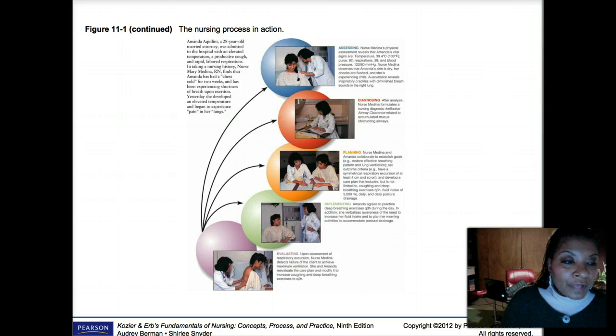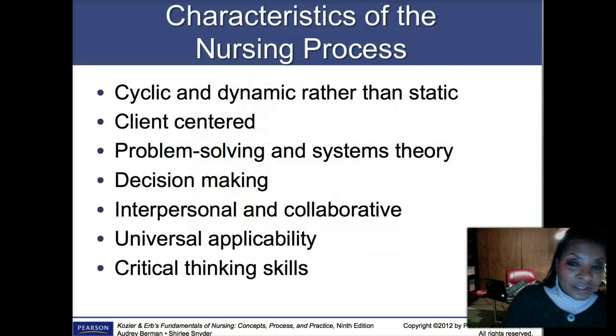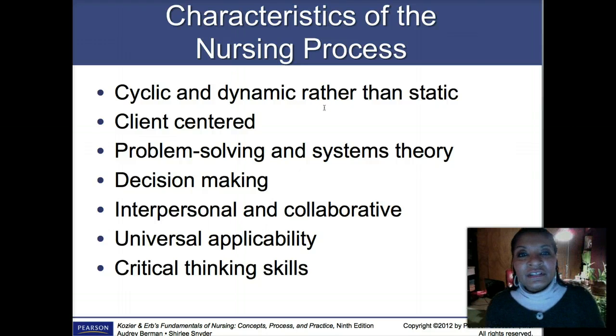And then we have to remember, so we've talked about the nursing process. It has 5 elements. And so the characteristics of the nursing process, again, are that it's cyclic and dynamic, not static. Static meaning that it stays the same and doesn't change. It's client-centered. Our purpose is to care for our residents or our patients, providing them with good care. We're providing them with care, and we're looking to see if there are any problems that we need to solve. We have to make good decisions. We have to be interpersonal and collaborative with the other members of the interdisciplinary team.